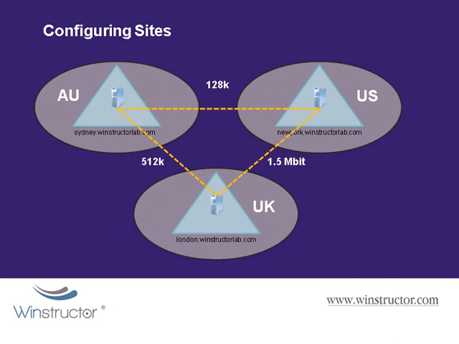So if we consider this example here, we've got three different sites, Australia, US and UK, and each of these will be connected via some sort of WAN link.